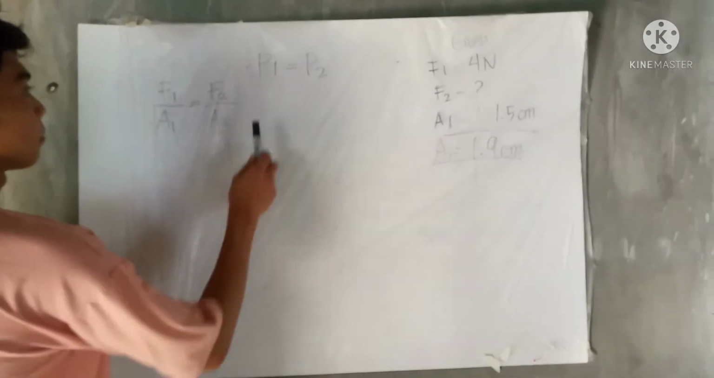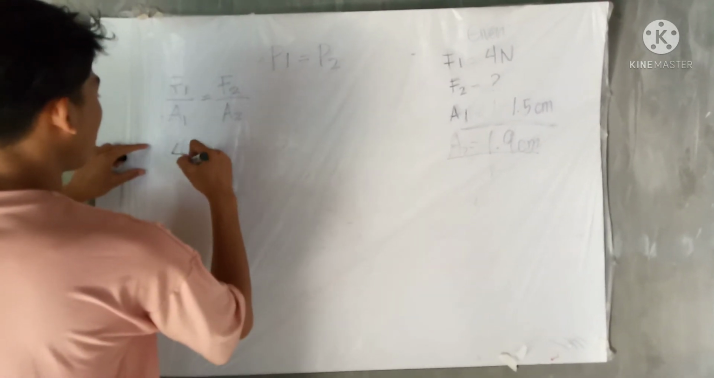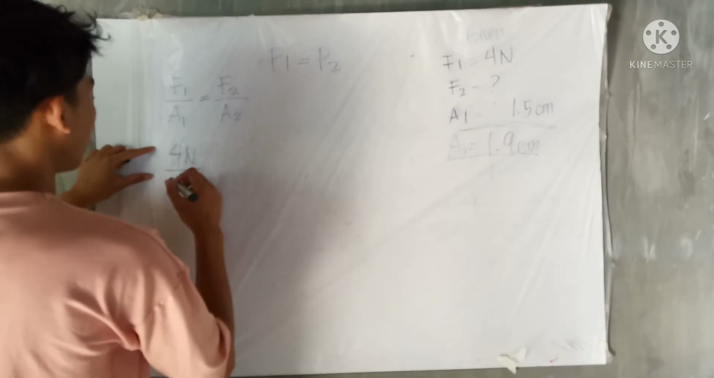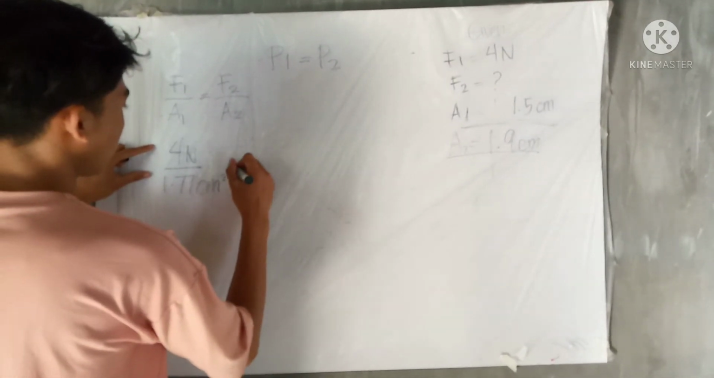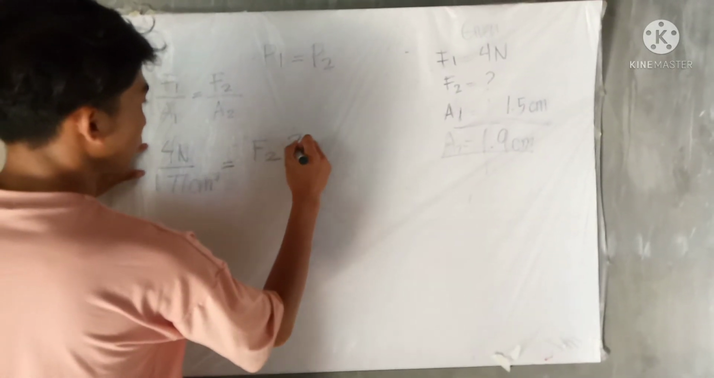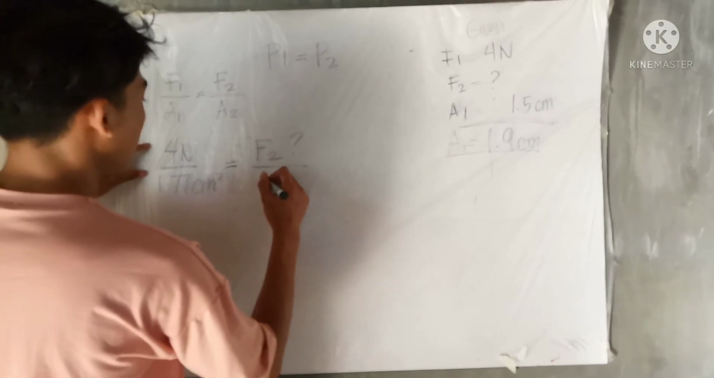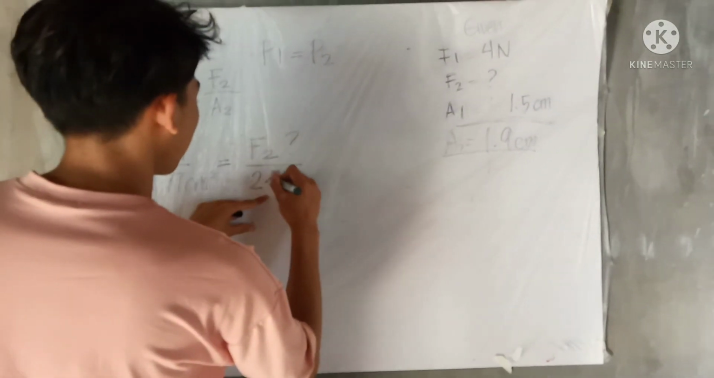Using the formula, P1 is equals to P2. F1 divided by A1 is equals to F2 divided by A2. Let's say that the 4 newtons of input force exerted in this machine divided by the A1 of 1.77 squared centimeters is equals to F2, the missing one, divided by A2 of 2.83 squared centimeters.